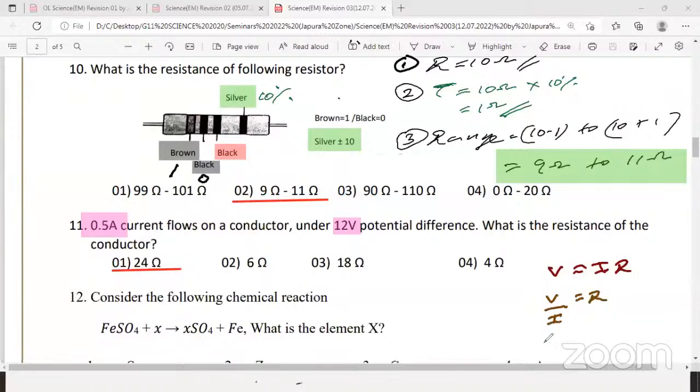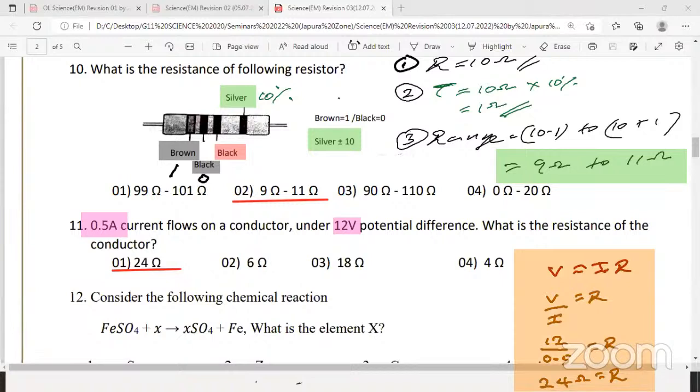What is the voltage here? 12 volt divided by 0.5 amperes. 12 divided by 0.5. So then you get the resistance. 12 divided by 0.5 will be 24 ohms. Right. That's how you get the answer for 11th MCQ.